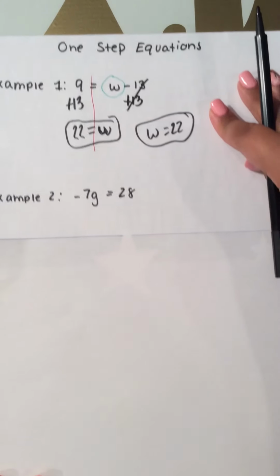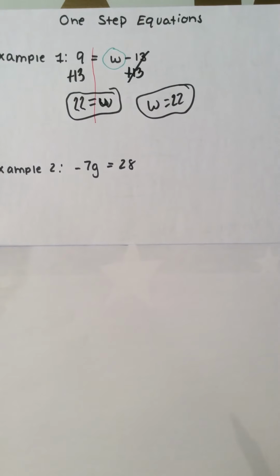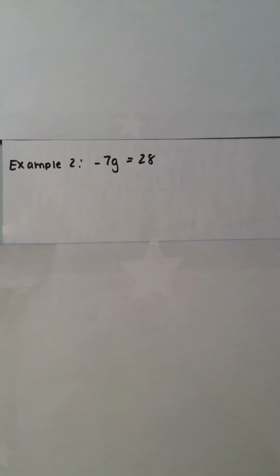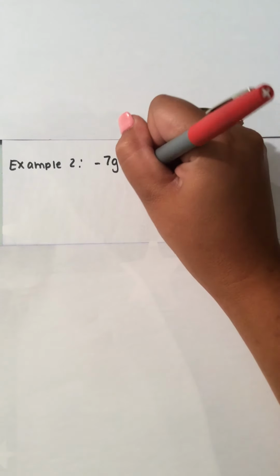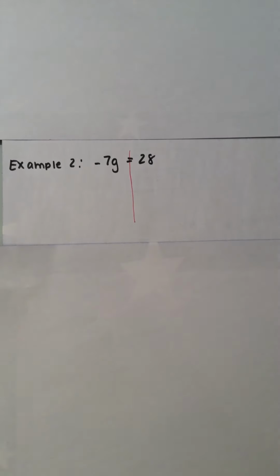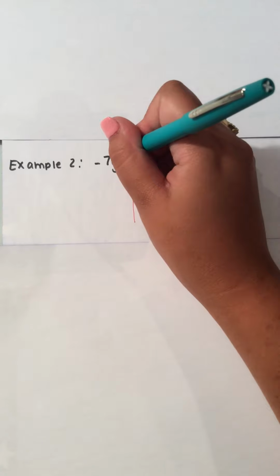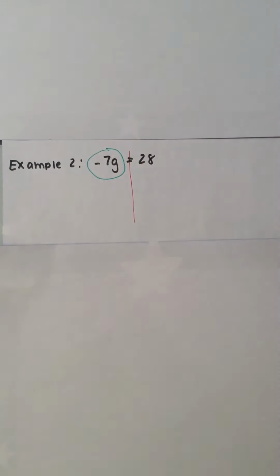Let's do another example. So example 2, I'm going to cover up here. Now for this example, we have negative 7g equals 28. I'm going to draw a line through that equal sign. And then I'm going to look for that variable. And this variable is g. And what I'm going to do is circle everything here because right now that negative 7 is attached to that g. And I want g by itself.